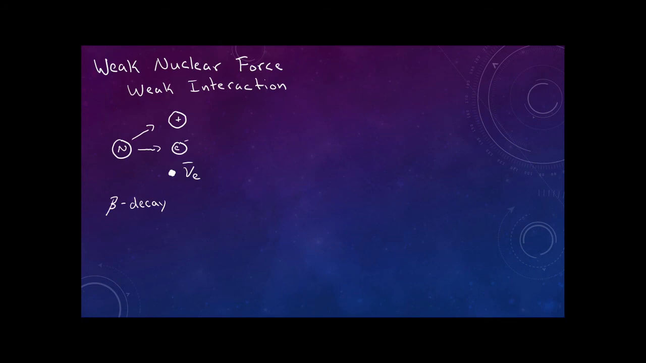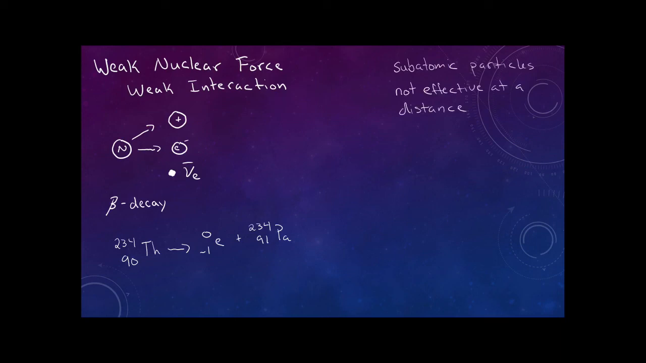And it happens, for example, in this equation, you have thorium, which has 90 protons and 234 protons and neutrons. And if it goes through beta decay, if this weak nuclear force interacts with a neutron, it ejects an electron and it gains a proton, thus turning into protactinium, and thus changing it into a completely new element. And this interaction is, because it's subatomic as well, not effective at great distances, which is why it only happens within nuclei.